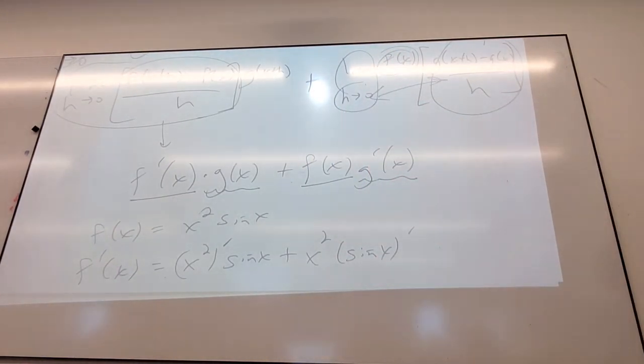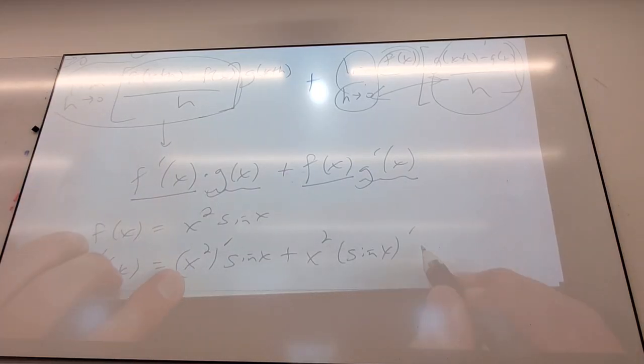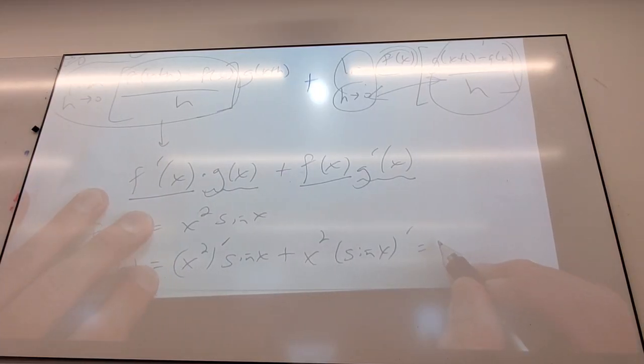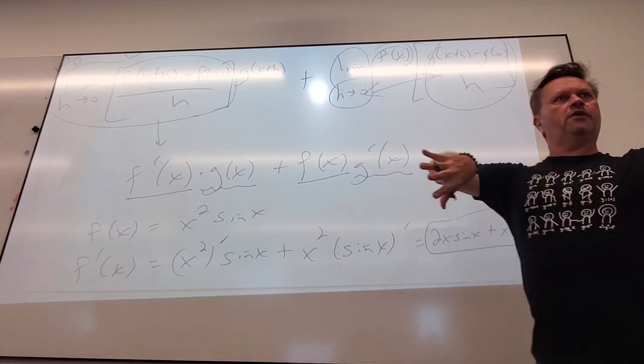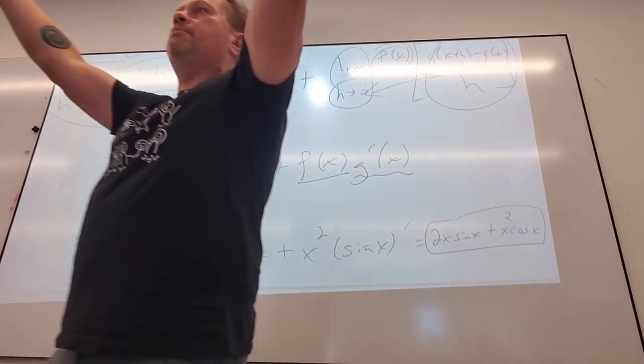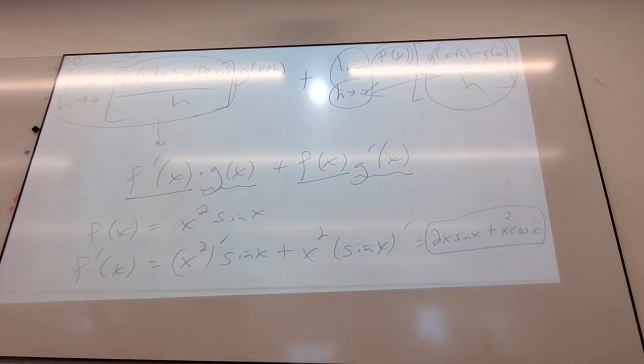Okay. And what would you get? What's the derivative of x squared? 2x. And what's the derivative of sine x? Cosine x. So that's your answer. That's the derivative of that function. It should be more complicated because it's the product of two functions. So I should expect the derivative to be a little more complicated.